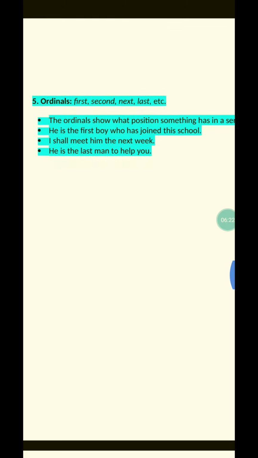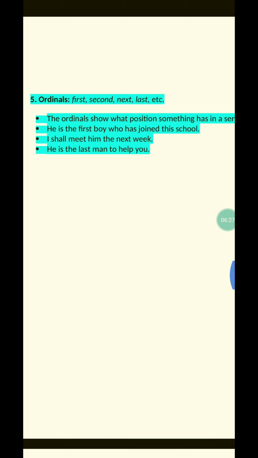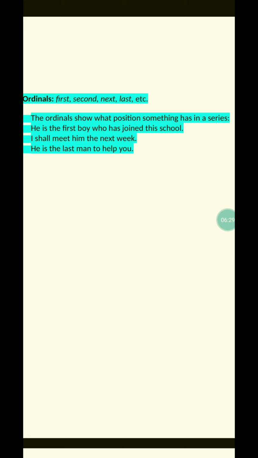Fifth point, that is ordinals: first, second, next, last. The ordinals show what position something has in a series. He is the first boy who has joined this school.